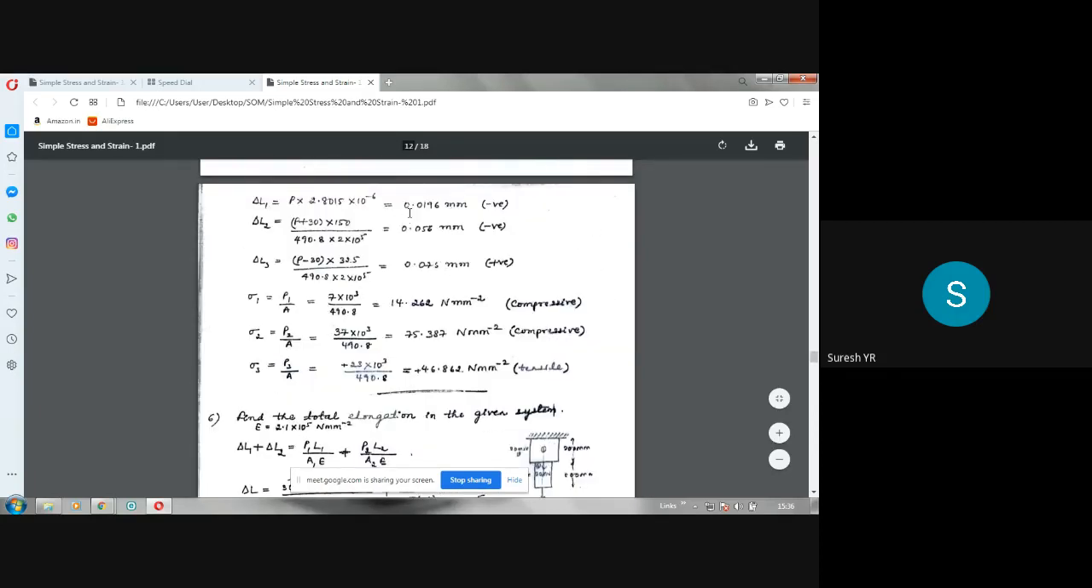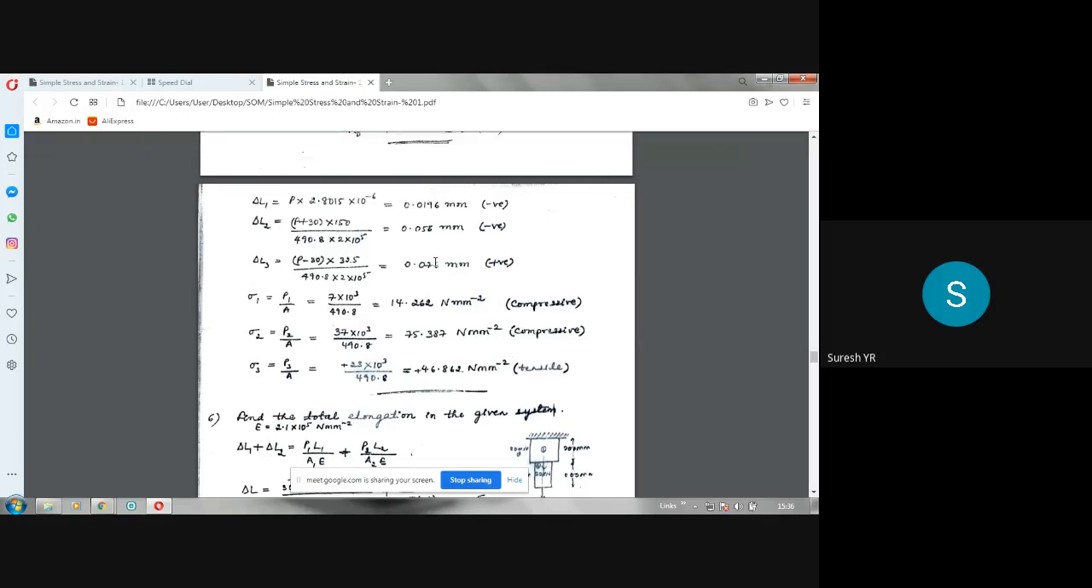Please note that the check is like this. The check is: minus 0.0196 minus 0.056 plus 0.075 should be equal to 0. So the minus and plus of these should sum to 0. When you get that as 0, then the total deformation becomes 0. So delta L1, delta L2, delta L3, if you add all three, you will get 0. You can check that. Next, finding the stresses in each bar.